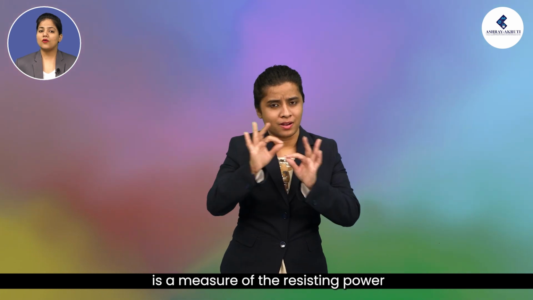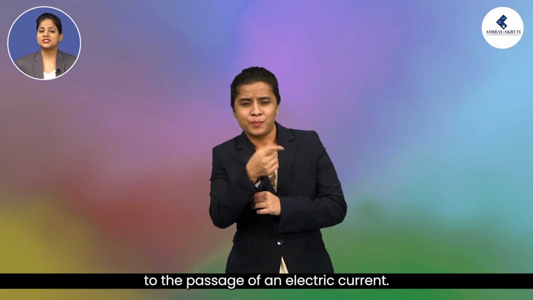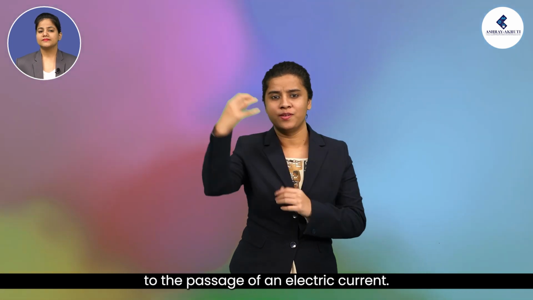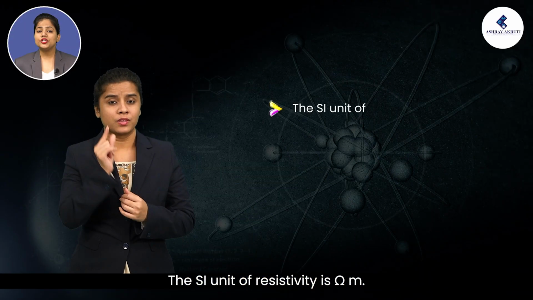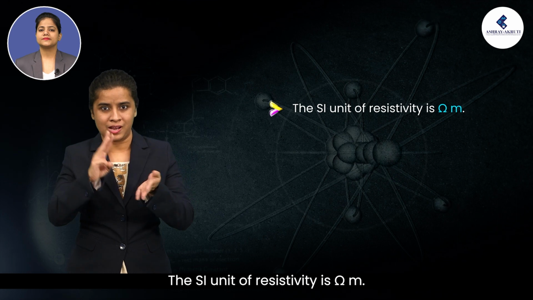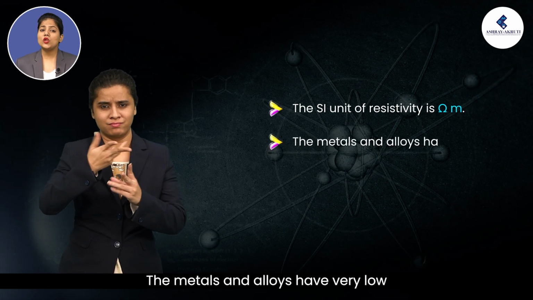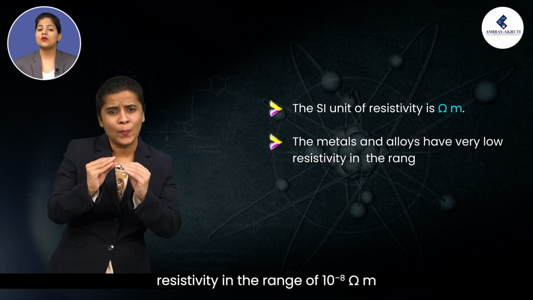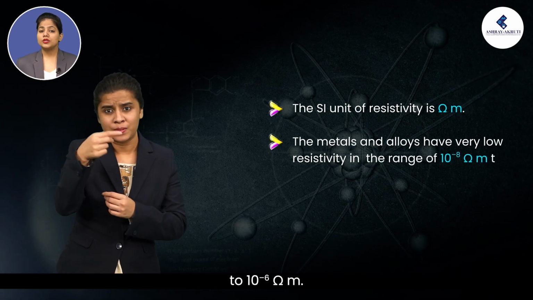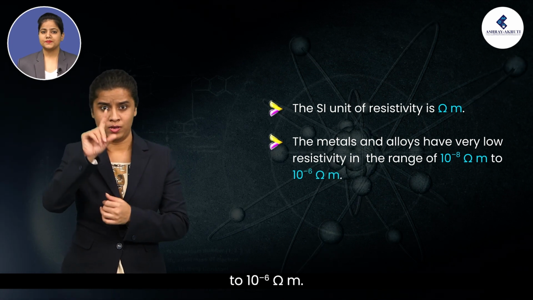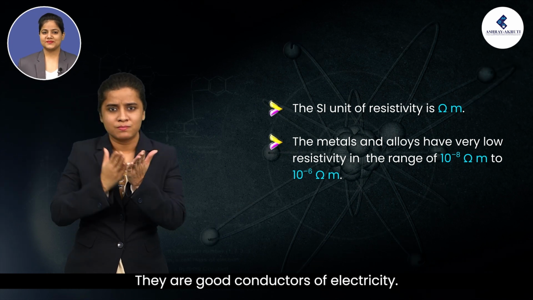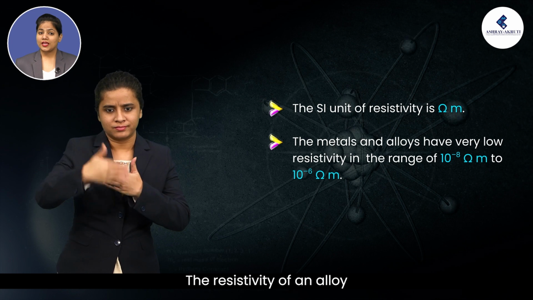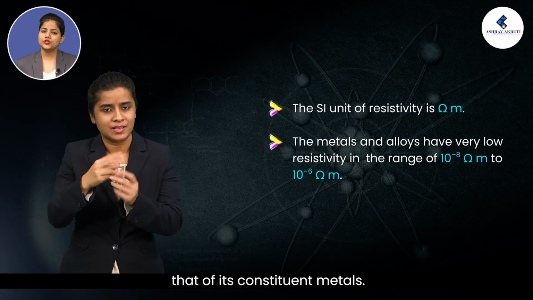Electrical resistivity of a conductor is a measure of the resisting power of a specified material to the passage of an electric current. It is a constant for a given material. The SI unit of resistivity is ohm meter. The metals and alloys have very low resistivity in the range of 10 to the power minus 8 ohm meter to 10 to the power minus 6 ohm meter. They are good conductors of electricity. The resistivity of an alloy is generally higher than that of its constituent metals.